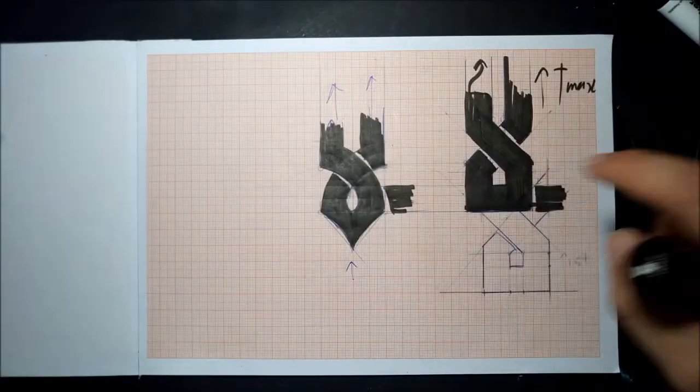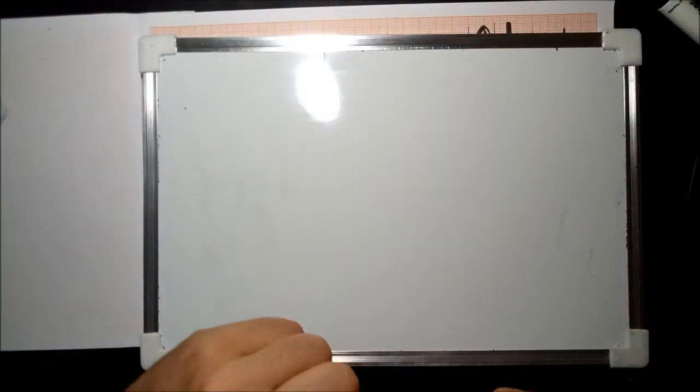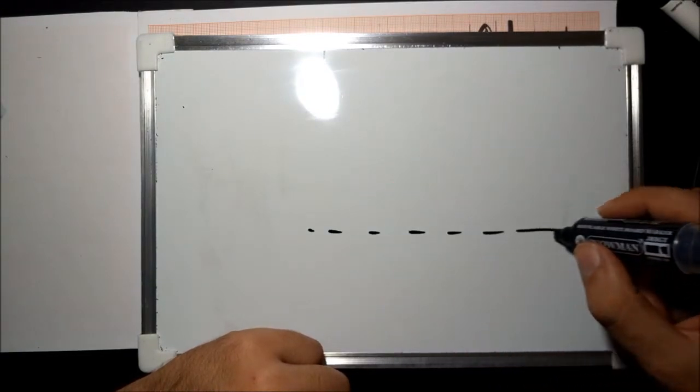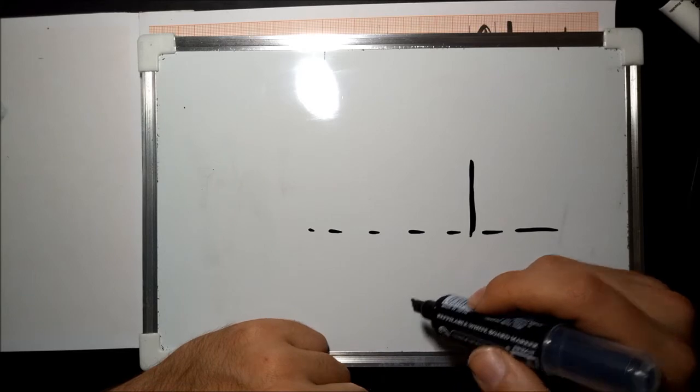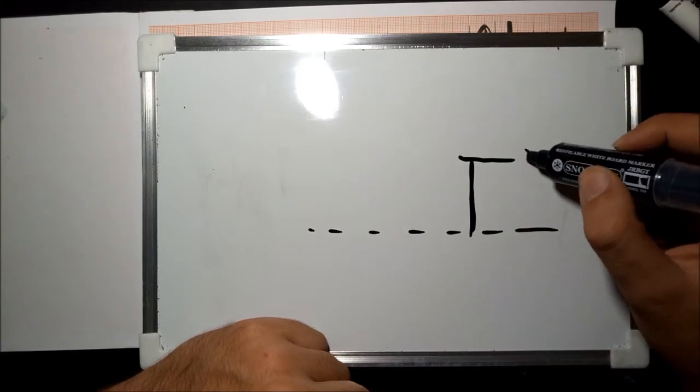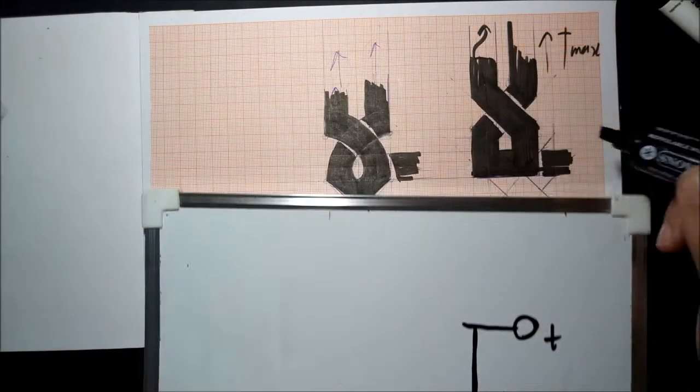Now the second shape that we've got here, we start with a baseline, choose the starting point, determine this point, the T that we've got here.